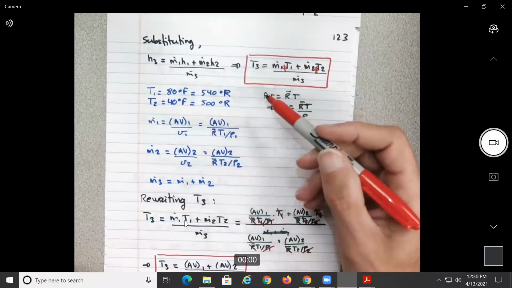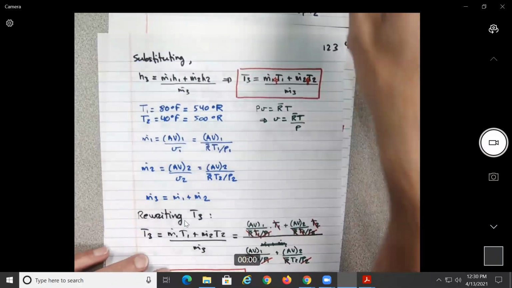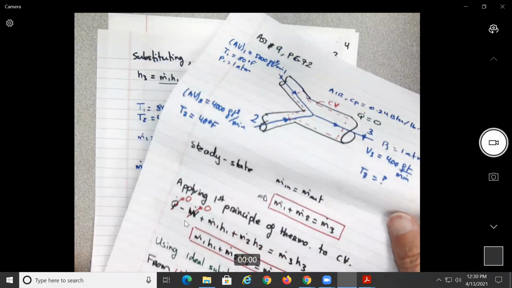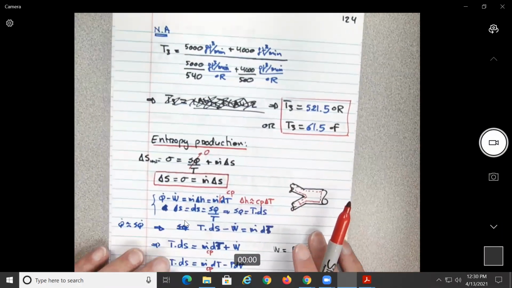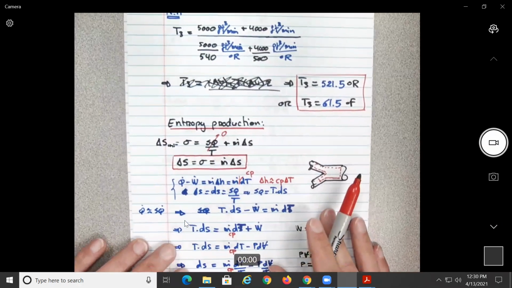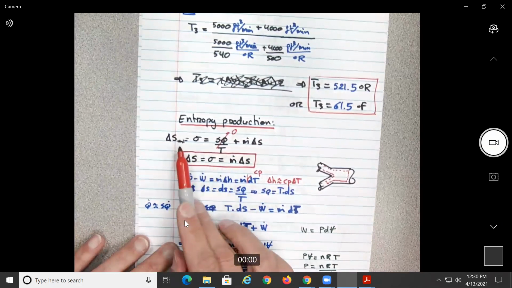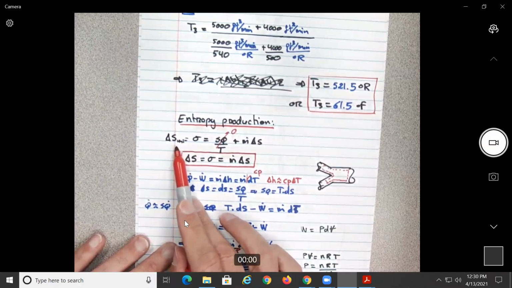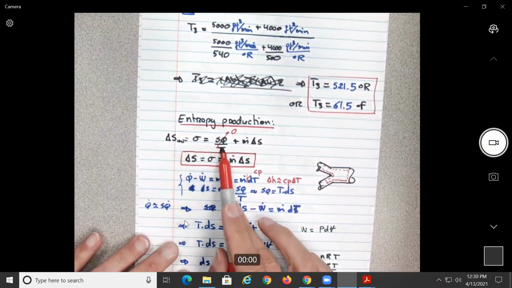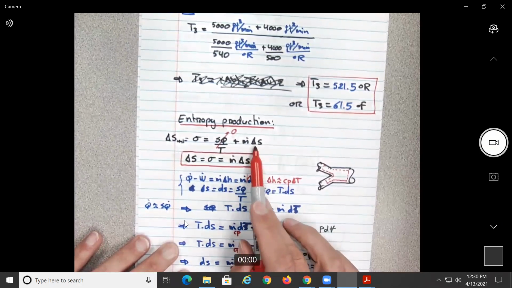But anyway, that's not the part I wanted to go through, it's really this part over here. So we found the temperature to be 61.5 or 521. Now the part I really want to go through is the entropy production. The total change of entropy, what they call in the textbook, is what I call in the class notes the increase in entropy of the universe, which is equal to the change of entropy with the surroundings plus whatever is happening within the system.